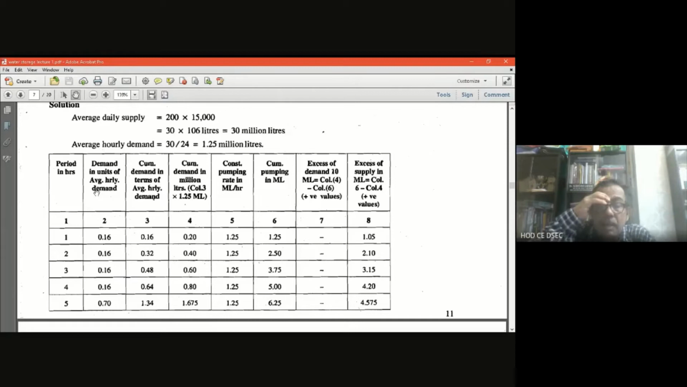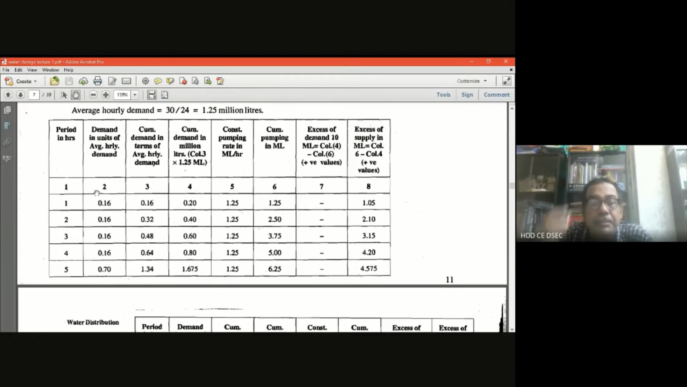Next, the second hour, the cumulative supply is 2.5. Cumulative pumping in million liters means cumulative supply. That is 2.5, and the cumulative demand is 0.4. So definitely 2.5 minus 0.4, that is, the excess supply is 2.1.